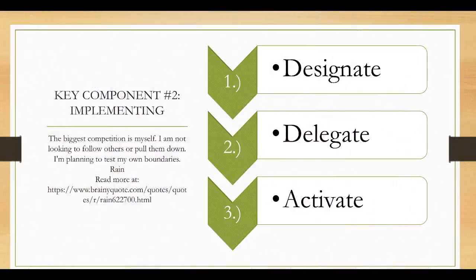Now, key component 2 is implementing. "The biggest competition is myself. I'm not looking to follow others or pull them down. I'm planning to test my own boundaries." Now, that's what we want to do with this reflective process. We want to get out of our comfort zone, think about why we acted a certain way, why we thought about something, when we thought about it, and how we can learn from it.